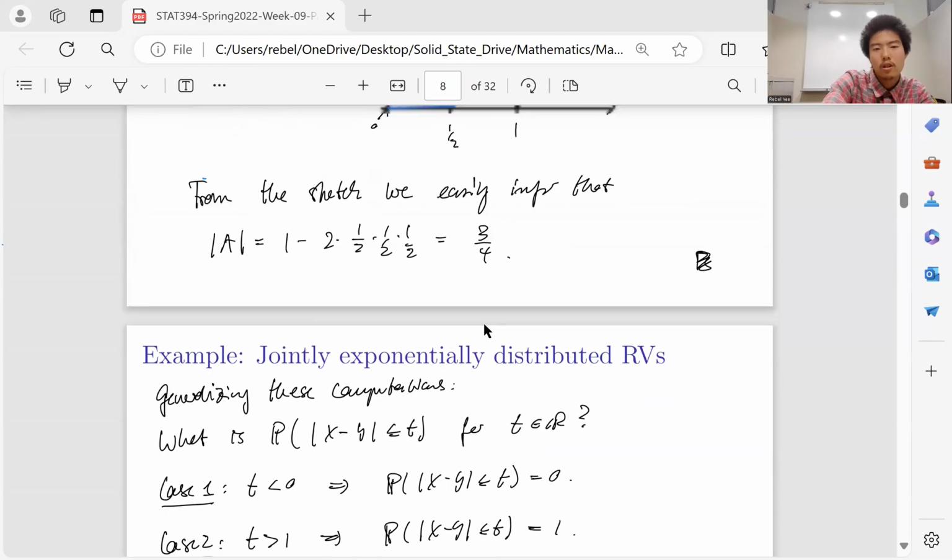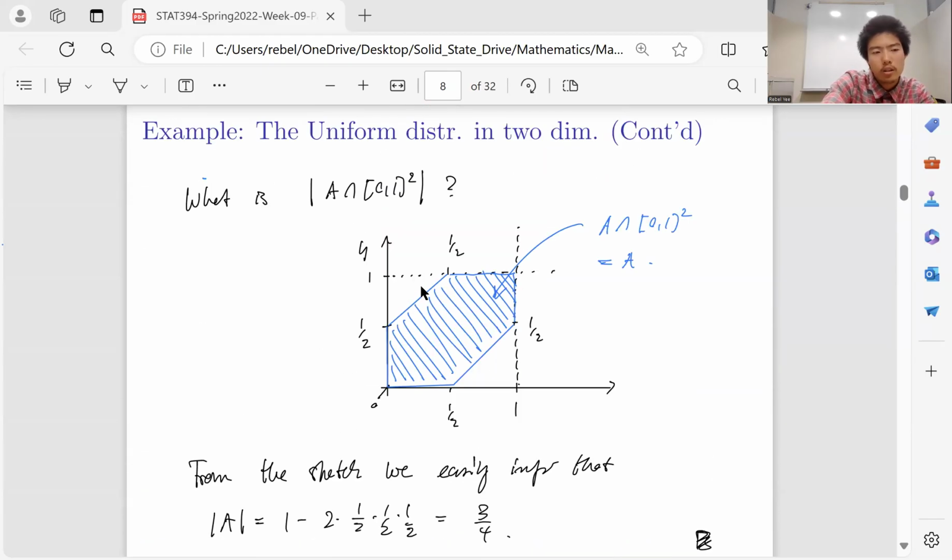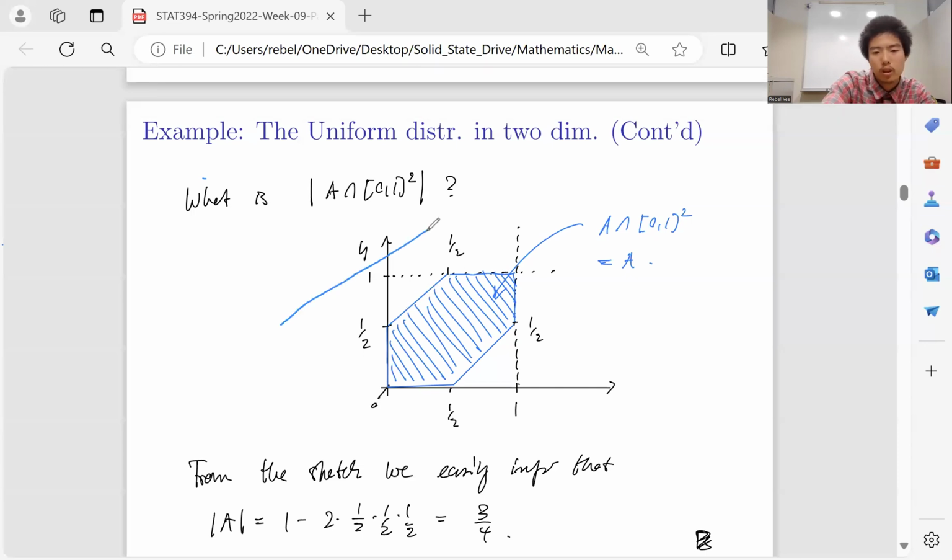And what about t larger than 1? Larger than 1 means the line goes beyond y equals x plus 1, or beyond y equals x minus 1. Now we're trying to find the probability in the middle, and that is absolutely 1, because the middle covers all of the square here, which is 1.